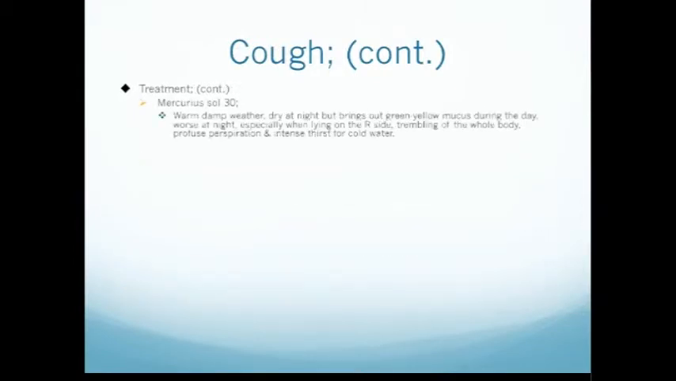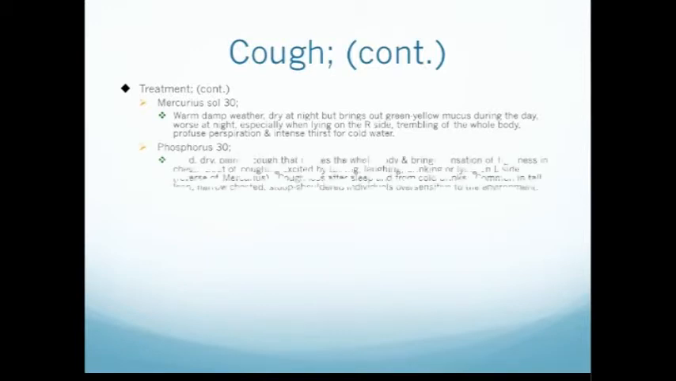Mercurius Sol 30 is used to treat a cough that comes in with damp weather, dry at night, but brings out green-yellow mucus during the day. It's worse at night, especially when lying on the right side, bringing a trembling of the whole body with profuse perspiration and an intense thirst for cold water.